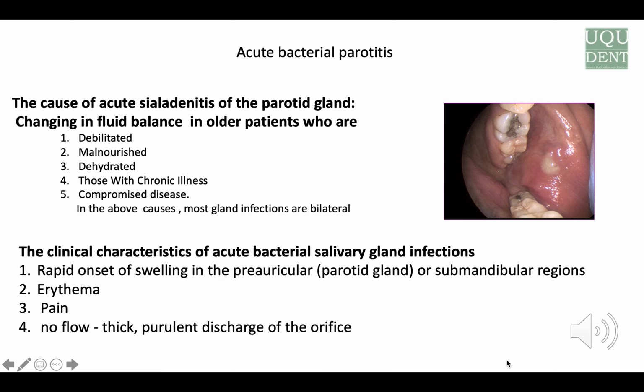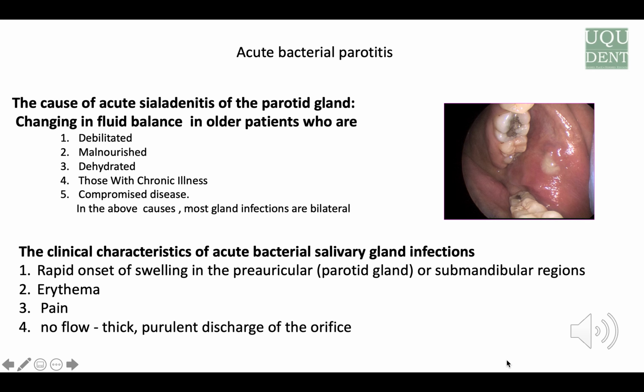Acute sialadenitis of the parotid gland, or you can call it acute bacterial parotitis. What is the cause? Changes in the fluid balance in older patients who are debilitated, malnourished, dehydrated, those with a chronic illness like diabetes or hypertension, who take medications or have uncontrolled, compromised disease. In all of the above cases, most of those cases will be bilateral.